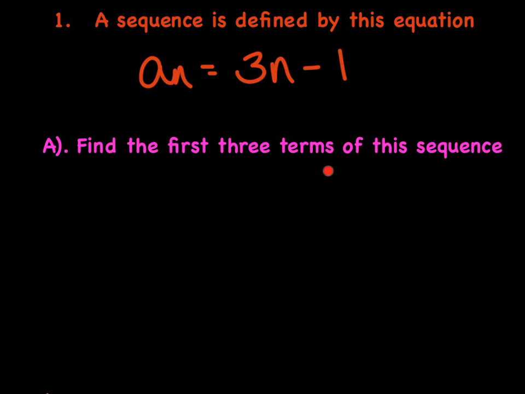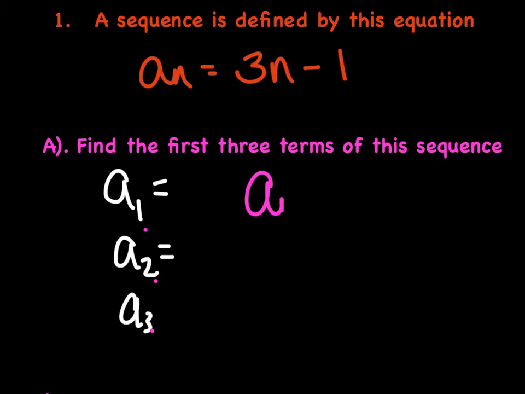Question A says find the first three terms of this sequence. So if I want to find the first three terms, I really want to find a sub 1, a sub 2, and a sub 3. And again, the 1, 2, and 3 are implying first term, second term, third term. So it's very simple. I'm going to start with the formula a sub n equals 3n minus 1. And I'm simply going to replace all the n's with the number 1.